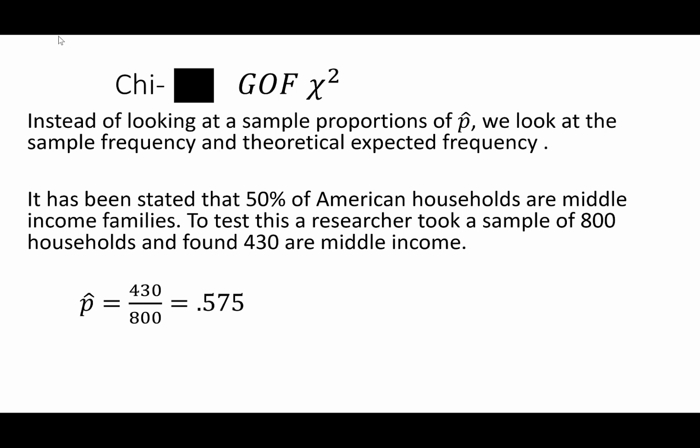Previously, when we wanted to estimate a proportion, we found our sample size, 800, the number of successes, 430, and we used that sample proportion to test the claim. However, we're not going to be doing that. Now we're going to be using the frequency. This is what we will call the observed frequency. Of 800 households, we observed 430 being middle income.